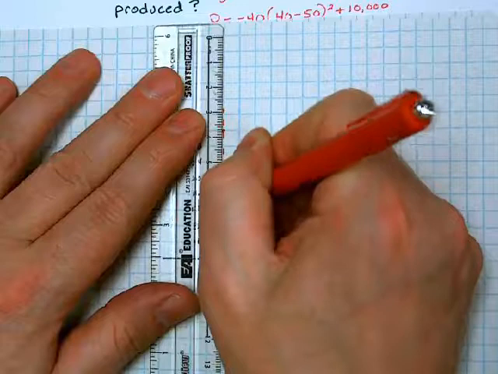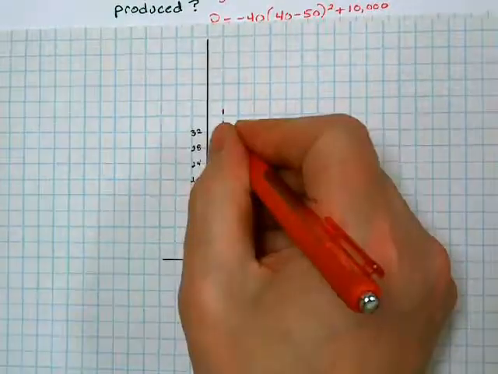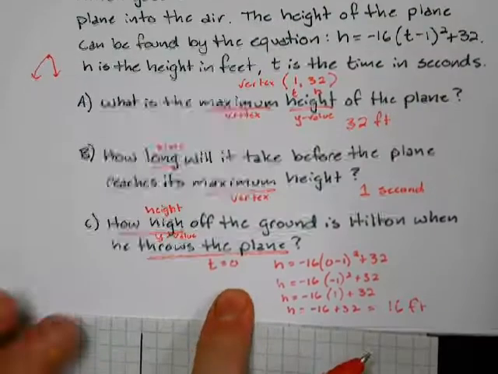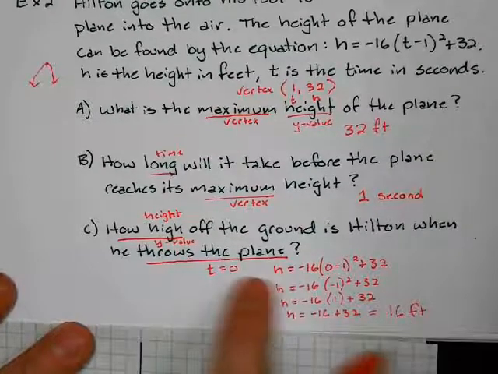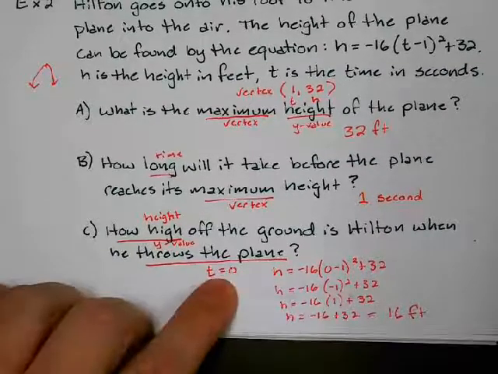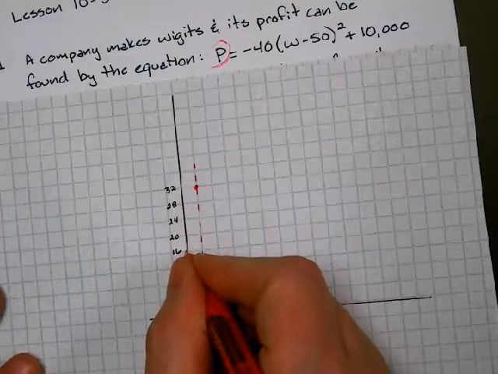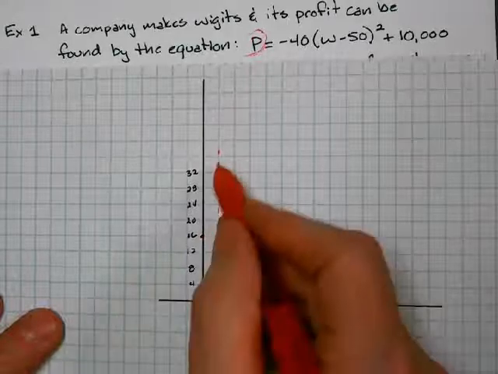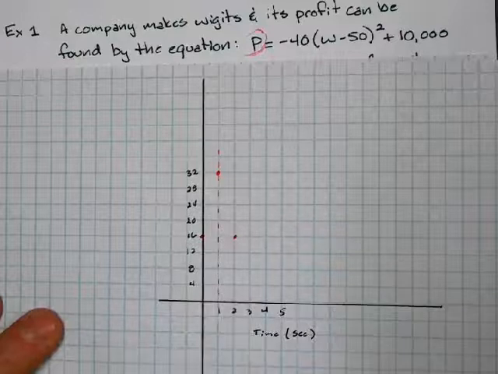Why is that important, Mr. Holcomb? Well, here's why that's important. Because I now have another point that we got right here, the point (0, 16). That's a second point that I can use in this one. So (0, 16) would be right here. And because this is the axis of symmetry, I know that (2, 16) will also be a point on the graph.